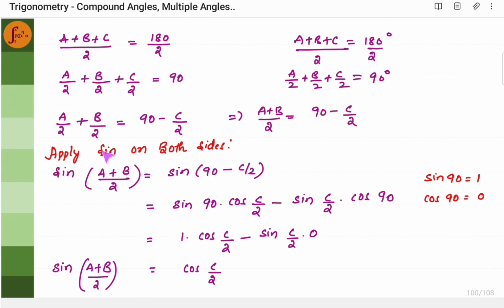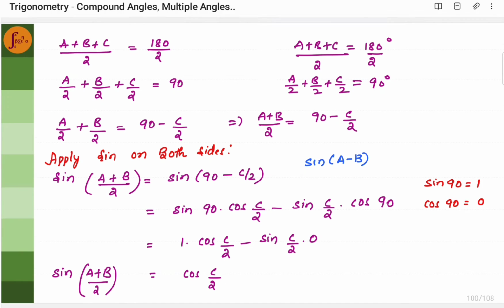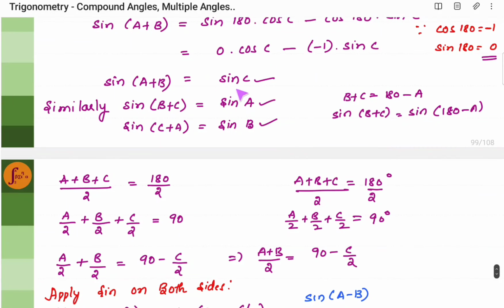Now we apply sine on both the sides. When you apply sine on both the sides, right, we'll have to use the sine(A minus B) formula, right? Sine A cos B minus cos A sine B. Sine 90, here we have 90 and C by 2. Sine 90 is 1 and cos 90 is 0. So we'll get cos C by 2. Sine of (A plus B) by 2 is cos C by 2. So basically, earlier we got sine(A plus B) is sine C.